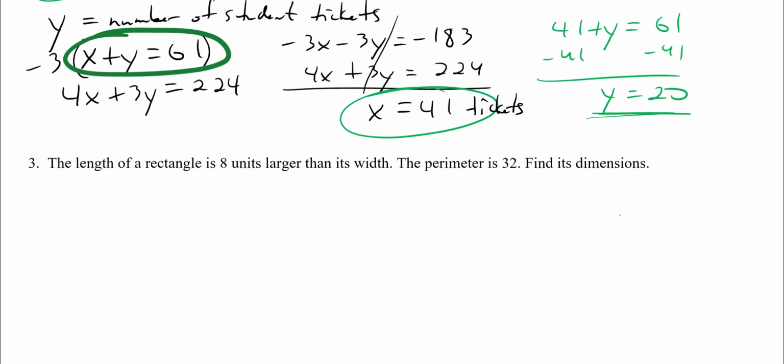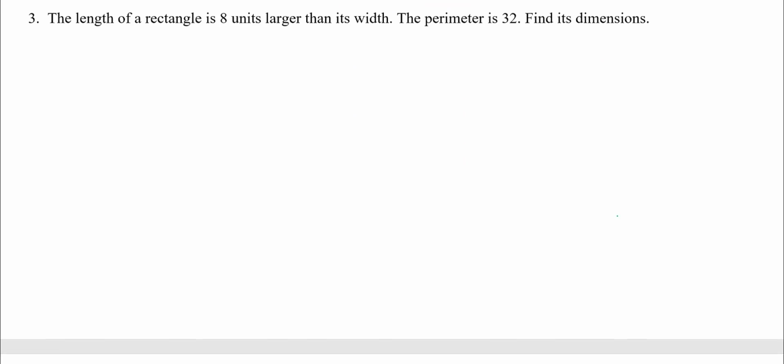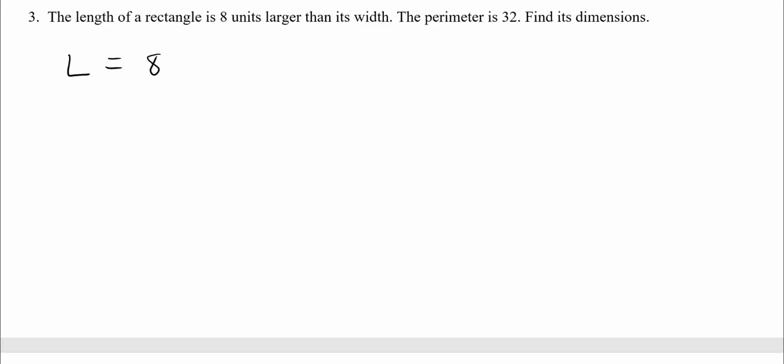The third kind of problem is a rectangle problem. Okay? So basically, you have, the length of a rectangle is 8 units larger than the width. So think about it. Length is an equal sign. 8 units larger than the width. So 8 plus w.